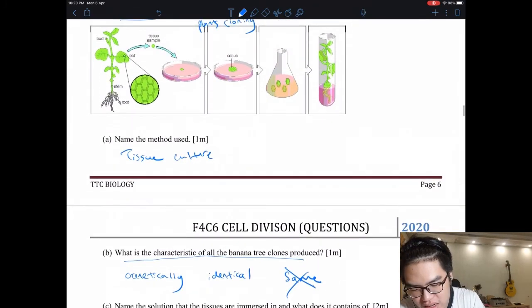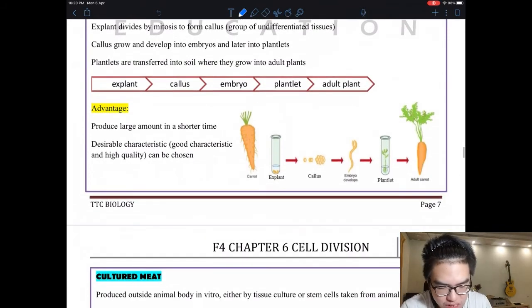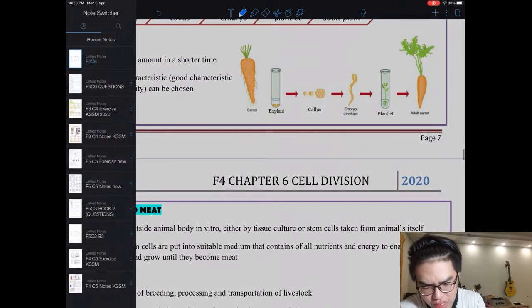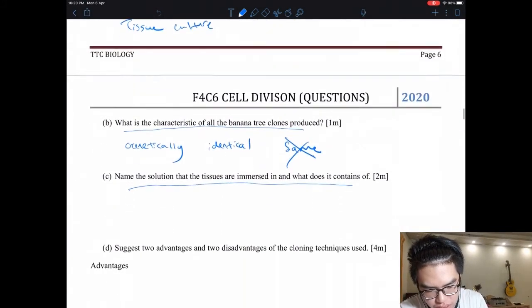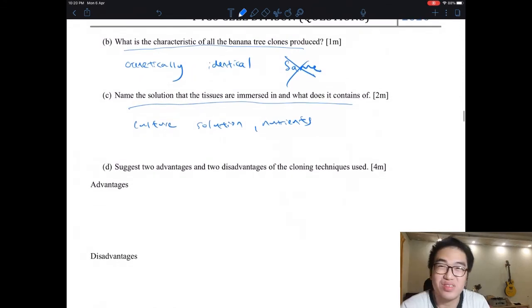Name the solution that the tissue is immersed in and what it contains. It's in the notes actually. I think it's actually called culture solution. It's not mentioned here, but it's called culture solution. What does it contain? It contains nutrients, obviously because it needs to grow. Two advantages, I already mentioned just now. Advantages and disadvantages.